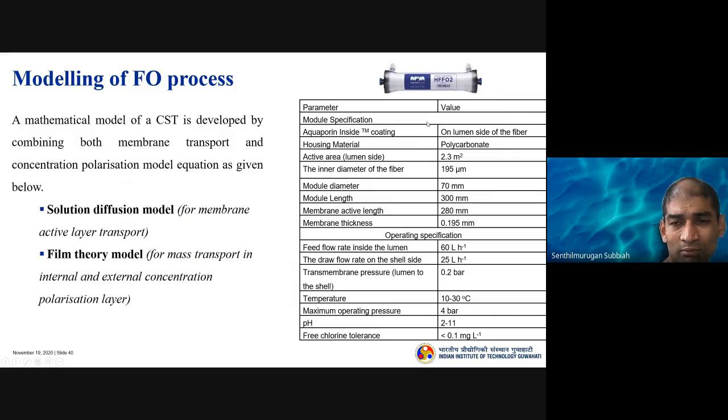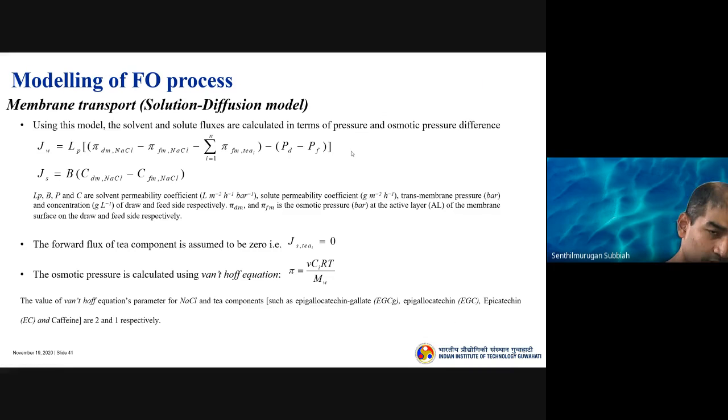Another membrane which is available for forward osmosis is an aquaporin membrane. We have used this aquaporin membrane for both sugarcane juice concentration and tea concentration. So here you have a detailed derivation of what I was explaining earlier. These are the membrane transport equations, and how you write them. The JW, the water flux, you can write as a permeability multiplied by the osmotic pressure difference, and then we have a delta P.